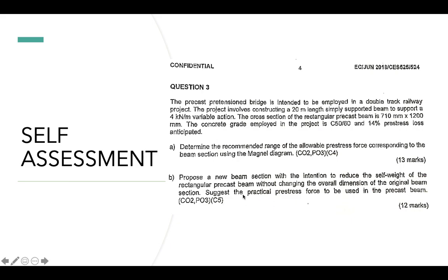Okay, right? So I think that would be all for our lesson this week, because this Magnel diagram is quite a challenging thing to do, right? It is quite challenging for you to understand. So take your time to understand this, and in case you have any questions, feel free to contact me via any means. You can use Teams or you can use WhatsApp and so on. Okay, so till then, thank you very much. Assalamualaikum.